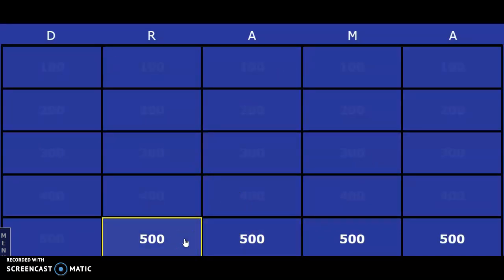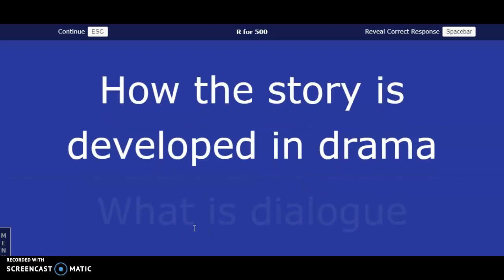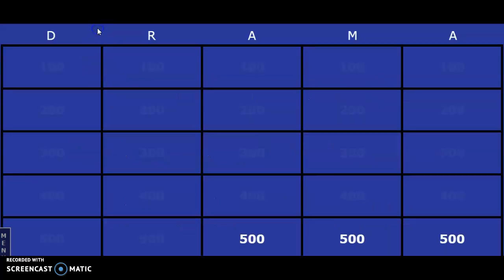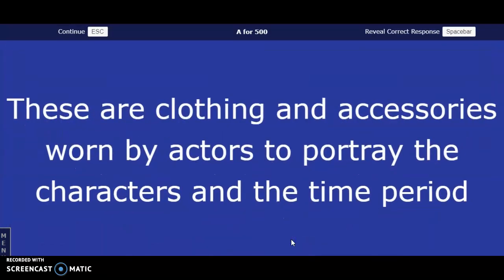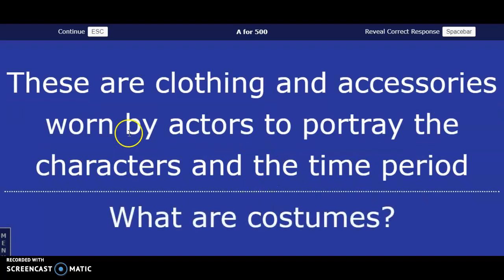R500. How the story is developed in drama. 3, 2, 1. What is dialogue? A500. These are clothing and accessories worn by actors to portray the characters and the time period. 3, 2, 1. What are costumes?